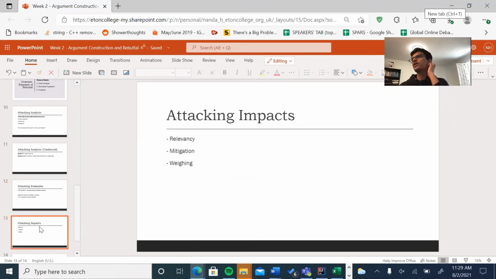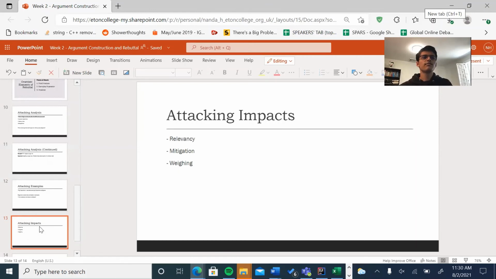And this is where you accept that an argument might be true, but try to argue why its end impacts are ultimately not something that we should care about. And there's three main ways of doing this. The first is proving why an argument's impacts are irrelevant. So even if they're true, they're not relevant to the motion.